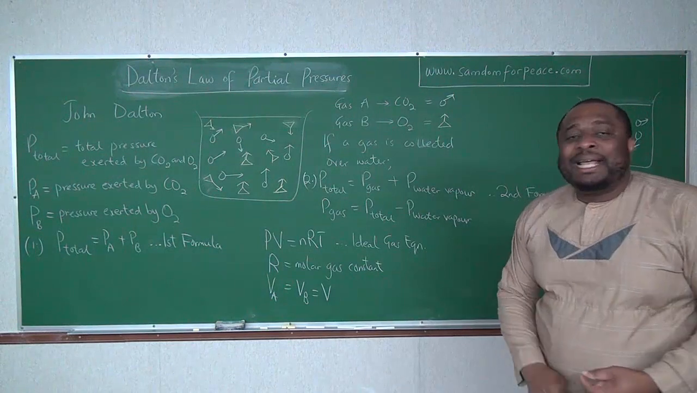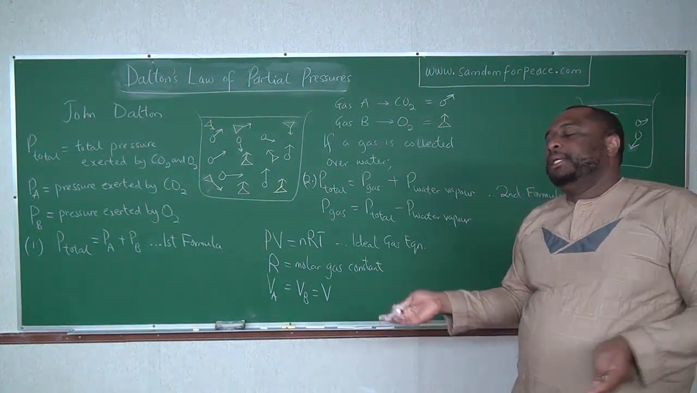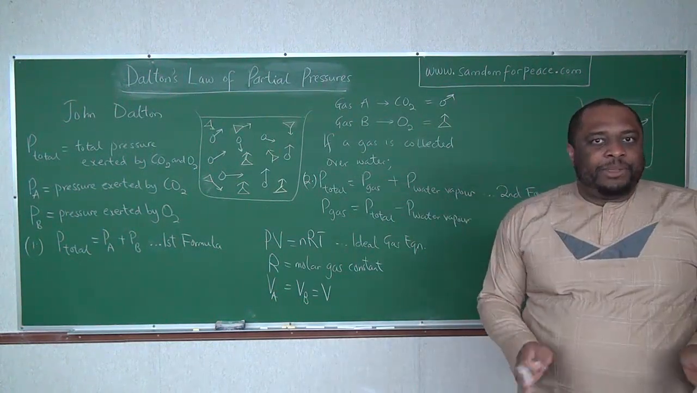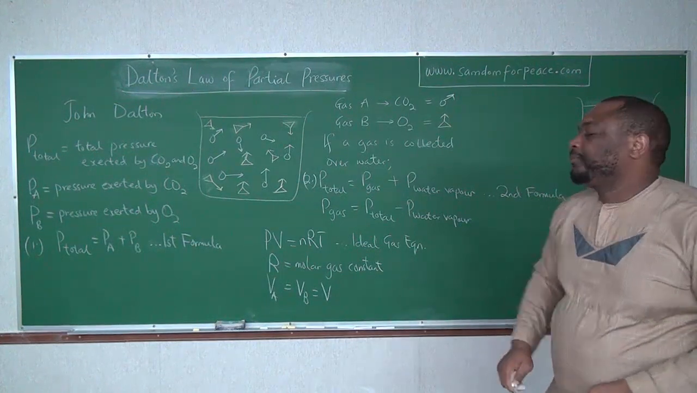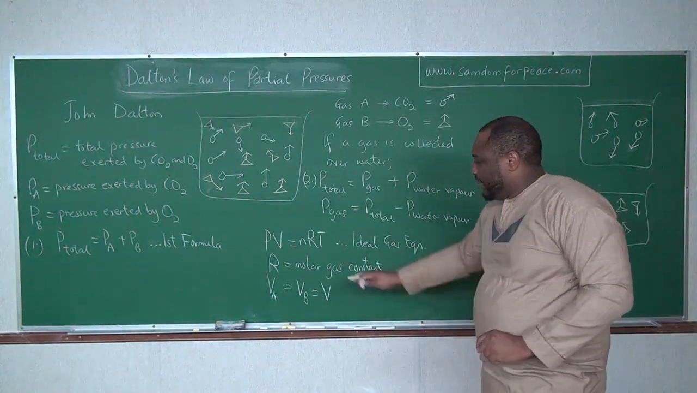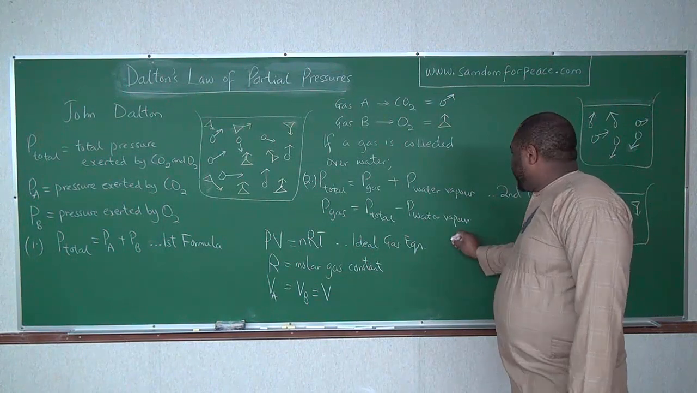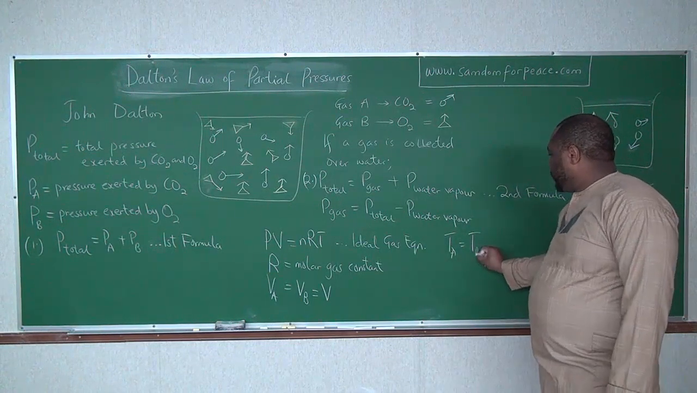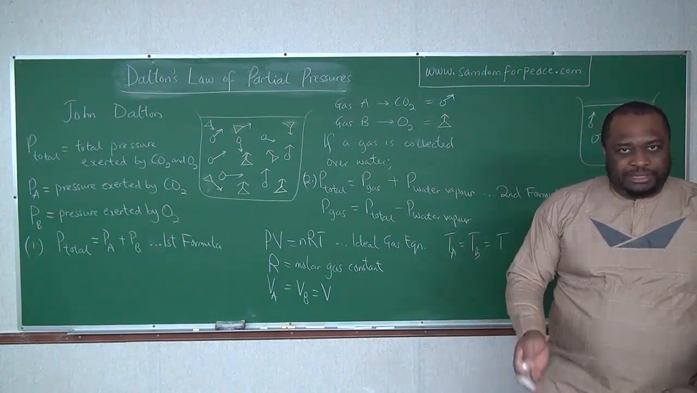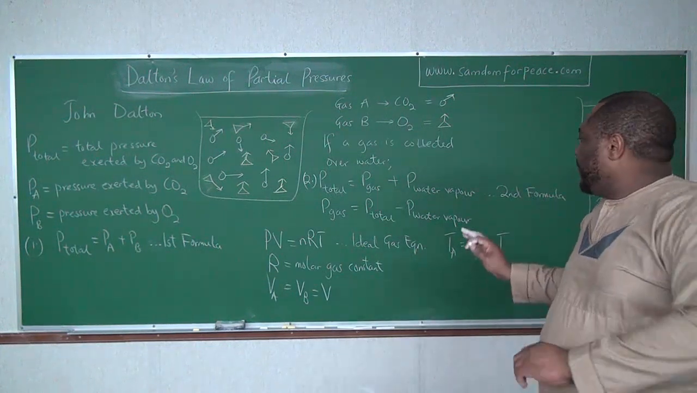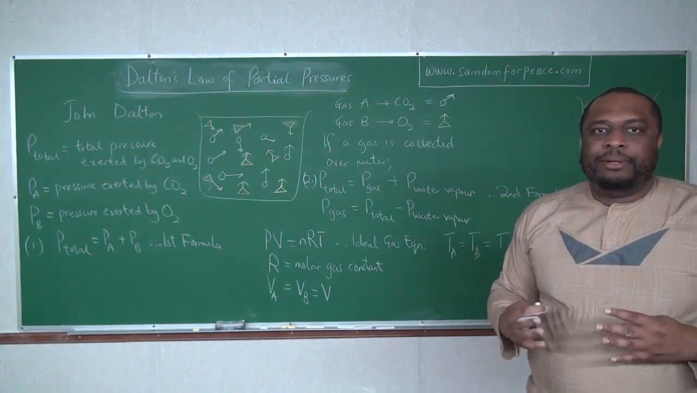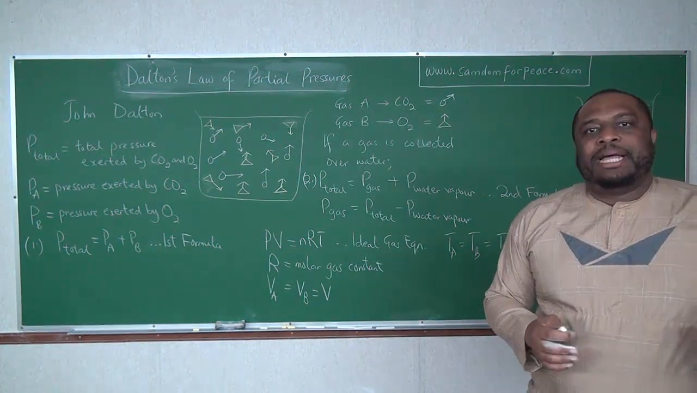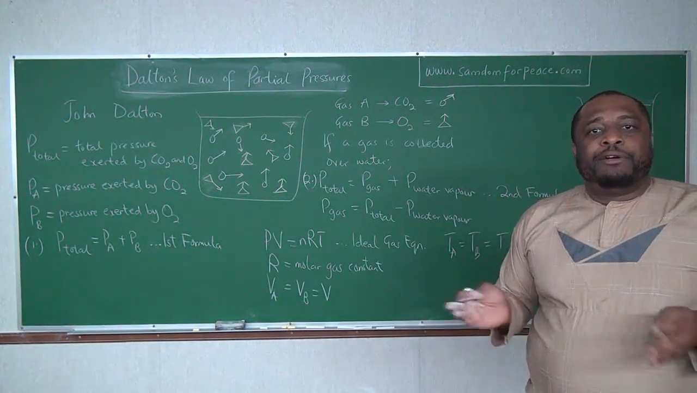So in that case, the volume of the carbon dioxide will be equal to the volume of the oxygen, which is the volume of the container, to fill up the entire container. So the V is constant in this case. Also, the temperature of the carbon dioxide will be the same as the temperature of the oxygen, which is the temperature of the container. Now, the only thing that varies is the pressure. The partial pressure of carbon dioxide might be different from the partial pressure of oxygen.